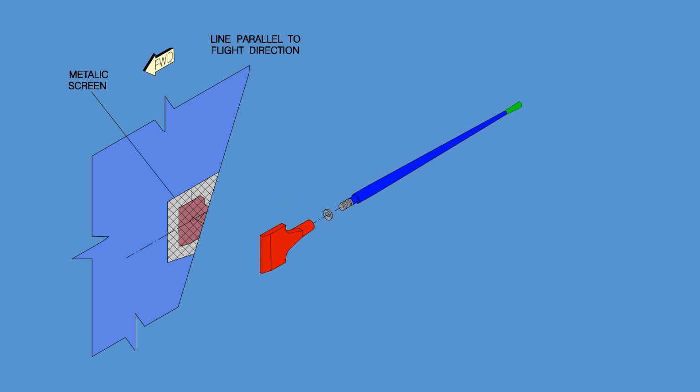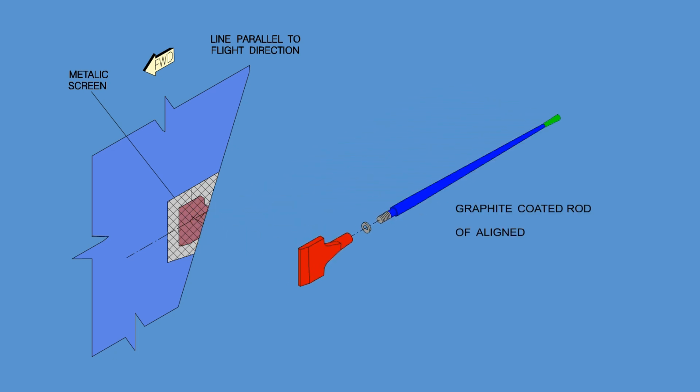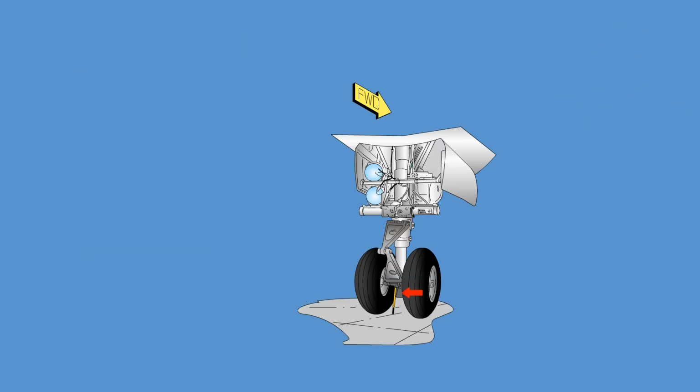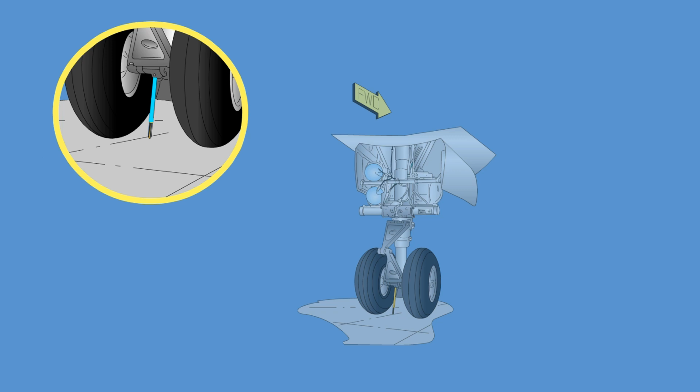The static discharger is a graphite-coated rod of aligned fibers with a carbon composite tip, which discharges the accumulated electric charges into the surrounding air. The nose landing gear static discharger is an adjustable steel cable static discharger rod with a brush of fine steel wires, which discharge the accumulated electric charges to the ground during the touchdown phase and on ground.